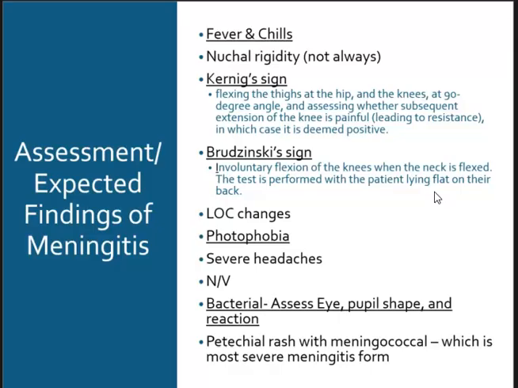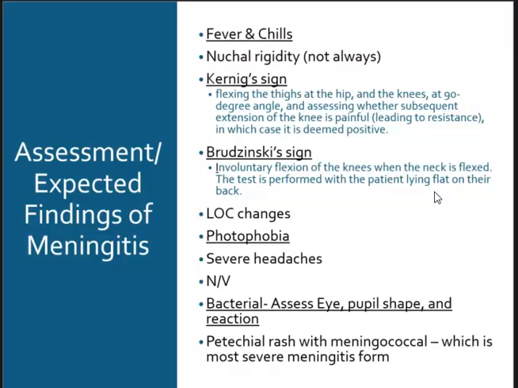Instead, we're going to look for fever, chills, Kernig's sign, and Brudzinski sign. So Kernig's flexing of the thigh at the hip and the knees at a 90-degree angle, and that's going to cause lots of pain or lots of resistance and pain, and that equals a positive meningitis finding. Brudzinski's is involuntary flexion of the knees when the neck is flexed. There's a picture on the next slide I'll show you. And the patient with both of these are going to be laying flat.